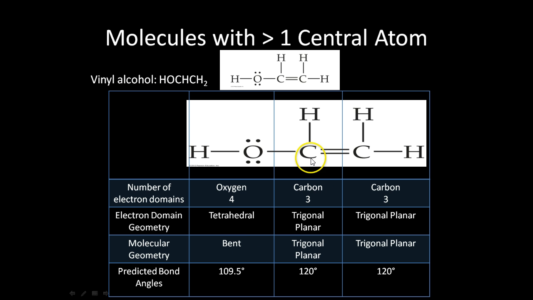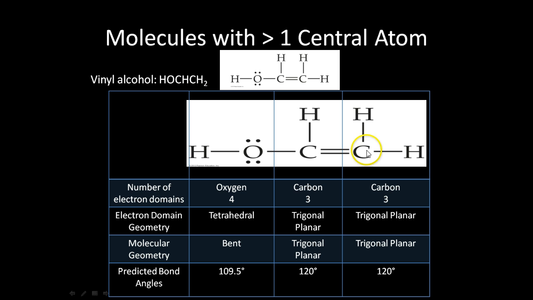So if we go to the second atom, carbon, we see that it has 3 electron domains, so it's a trigonal planar electron geometry. For the molecular geometry, notice that all of the electron domains are bonding domains. This is bonded to the hydrogen, this is bonded to the oxygen, this is bonded to the carbon, and so it should have the same electron and molecular geometries. And the predicted angle would be 120.